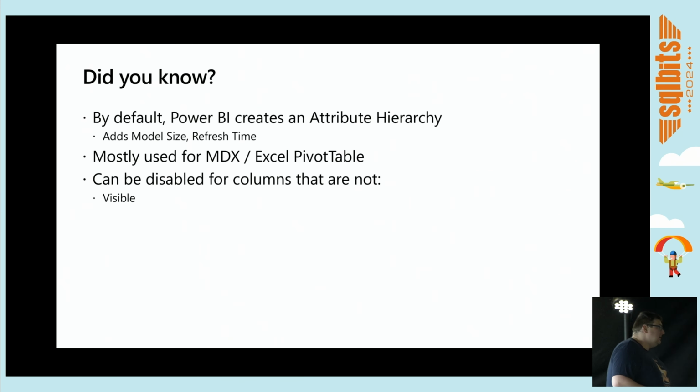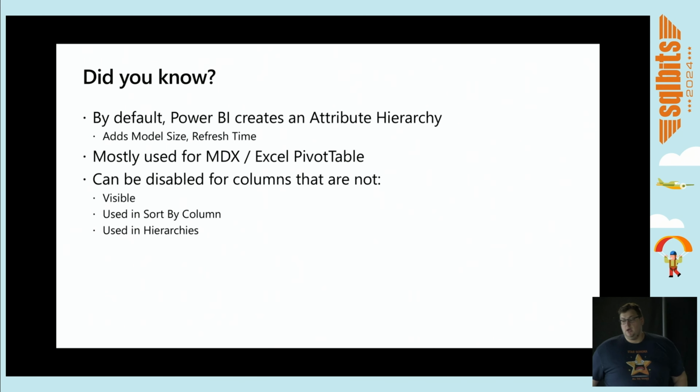You can do that safely for columns that are hidden or not visible, columns that are not used in a sort by. So let's say you have a month name and a month number, and the month number is used to sort the month name, then both of them cannot be disabled. Or, well, if you've defined an actual hierarchy, then you also need them. So that can be a big boost, a really, really big boost.